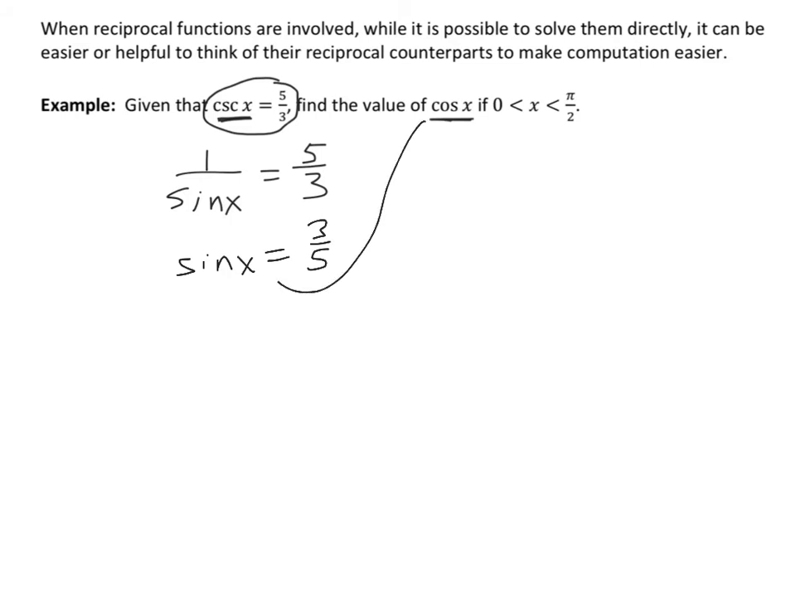Now that you know that that's 3/5, it should be pretty straightforward for you to go and find out what cosine is. So pause the video and make sure that you can work through this one on your own. It should be pretty straightforward at this point. The thing that we have that relates sine and cosine is sine squared x plus cosine squared x equals 0. I'm sorry, not equals 0, equals 1.